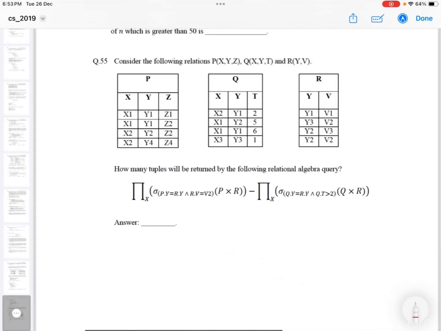So this is the 2019 paper, Computer Science. In this series, we will be solving all the previous year database management system questions, right? So let's look at question number 52.